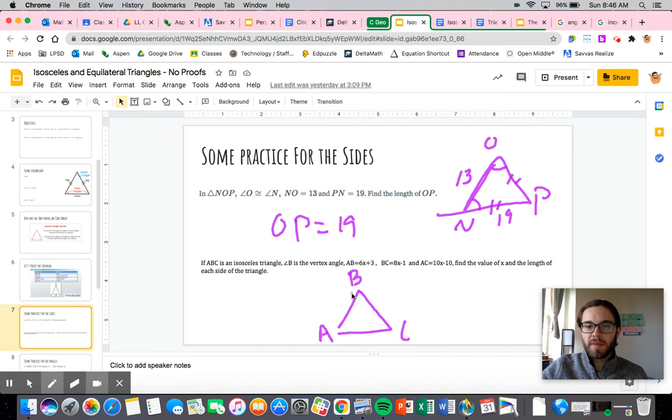All right, so this is going to be the vertex right here. That means if this is the vertex, these two are going to be the base angles, right? Because if this one's the vertex, the other two must be the base angles, which means that these two sides are congruent.